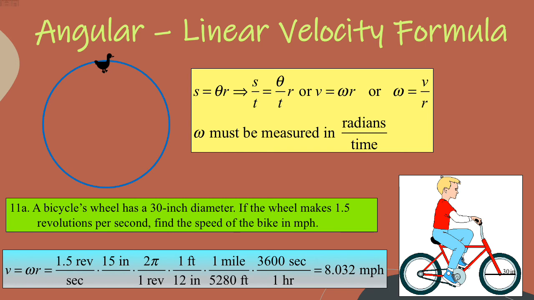Finally, we have to get rid of the seconds and put them in hours, so we use the conversion 3,600 seconds over 1 hour. Doing all the math, upstairs we have 1.5 times 15 times 2 pi times 3,600, and downstairs we have 12 times 5280. Again, make sure if you do this in one fell swoop on the calculator that the 12 times 5280 is in parentheses. And we end up with 8.032 miles per hour.